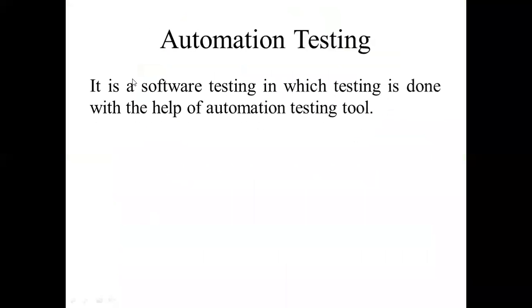As is clear from the name, automation testing means something which we are doing with the help of any application or with the help of any software. So, we can say it is software testing in which we are doing testing with the help of a tool, with the help of an automation testing tool.